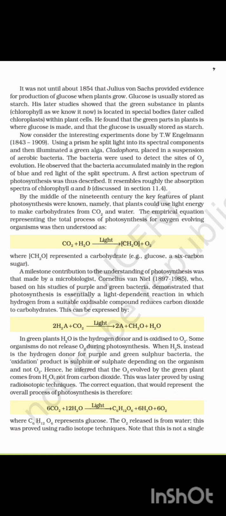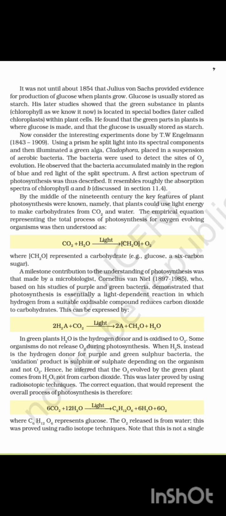Engelmann (1843 to 1909). Using a prism, he split light into its spectral components and then illuminated a green alga, Cladophora, placed in a suspension of aerobic bacteria. The bacteria were used to detect the site of oxygen evolution. He observed that the bacteria accumulated mainly in the region of blue and red light of the split spectrum. A first action spectrum of photosynthesis was thus described.